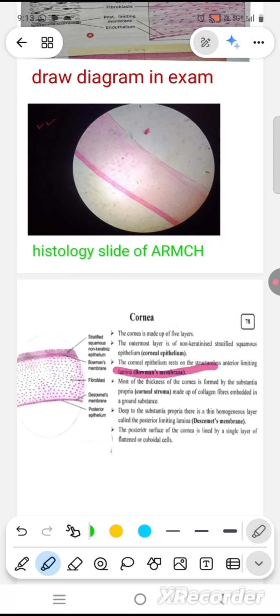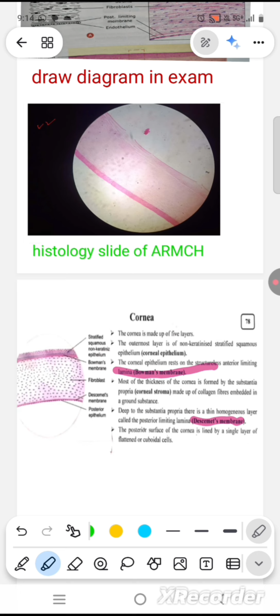Most of the thickness of the cornea is formed by the substantia propria, which is the corneal stroma, which is nothing but collagen fibers embedded in a ground substance. Deep to that substantia propria is a thin homogeneous layer called the posterior limiting lamina, or Descemet's membrane. The posterior surface of the cornea is lined by a single layer of flattened, cuboidal cells. So these are the Bowman's membrane and Descemet's membrane. What is the other name? The examiner will ask you about that.